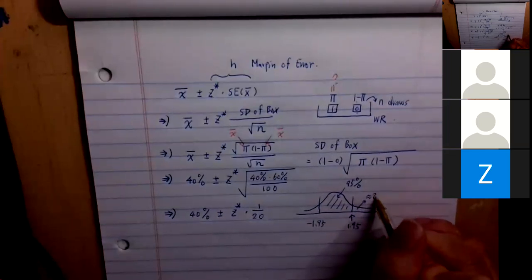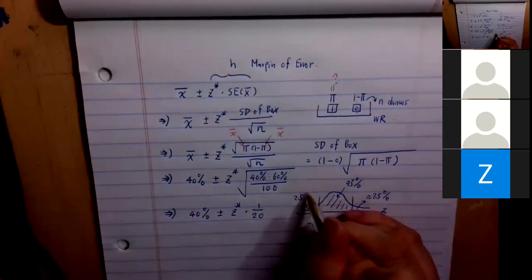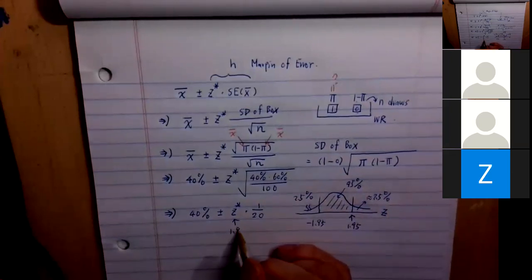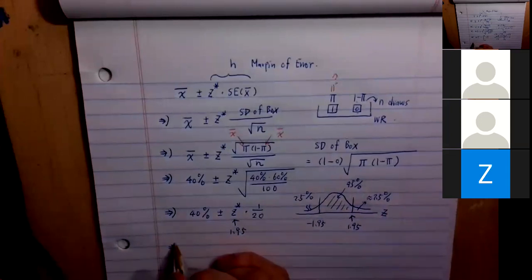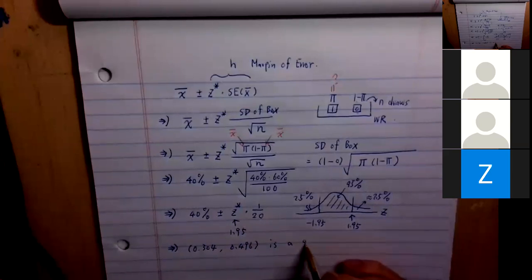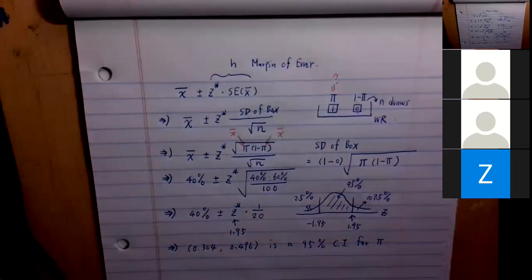So this tail is roughly equal to 2.5%, and this tail is also roughly equal to 2.5%. You plug in 1.95 here. So what do you get? You plug in the number, and the interval is 0.304 to 0.496. This is a 95% confidence interval for pi.